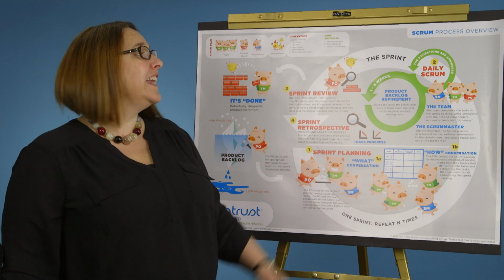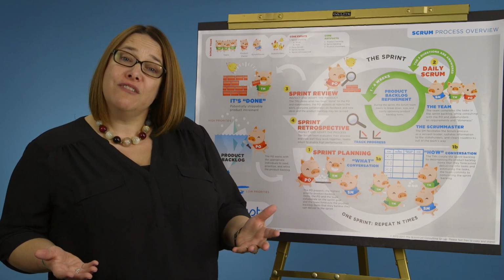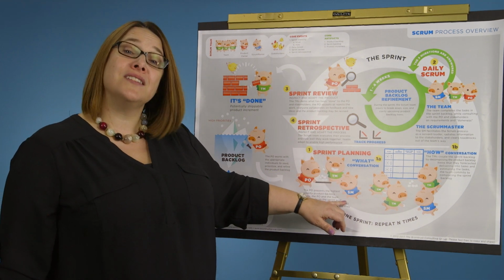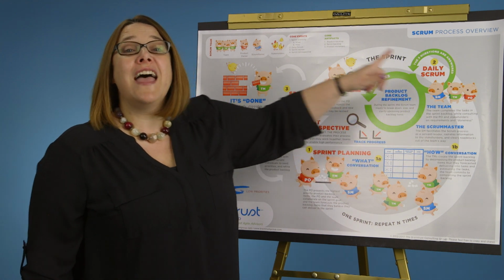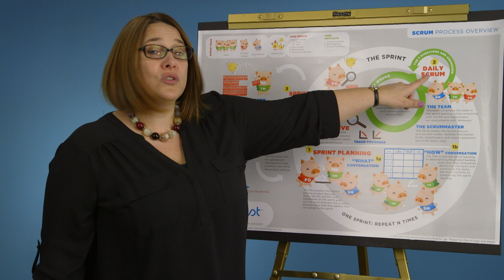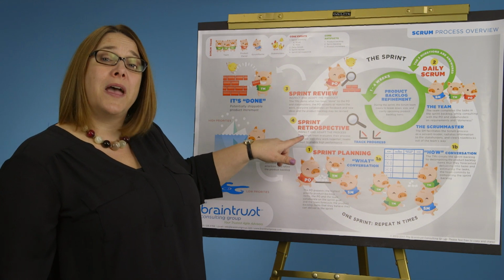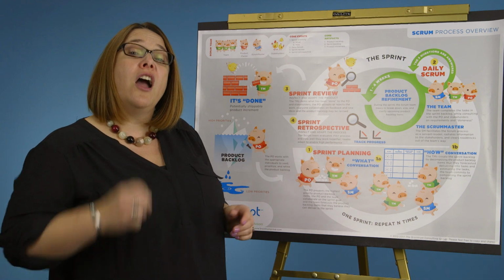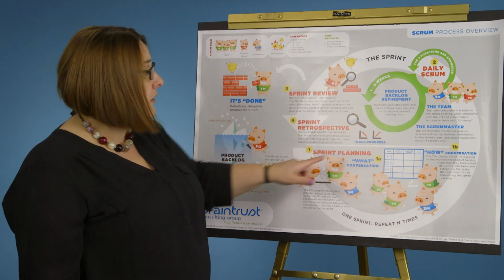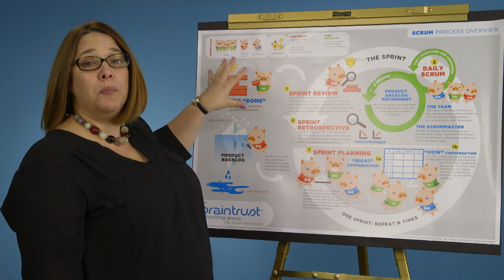So let's bring it all together using our Scrum process overview diagram. We've talked about the 3 roles in Scrum. We talked about the product owner, the team member, and the Scrum Master. We talked about the 4 events or meetings in the Scrum environment. We talked about sprint planning, daily Scrum, the sprint review, and the sprint retrospective. We also talked about the 3 artifacts in the Scrum environment. We talked about the product backlog, the sprint backlog, and the potentially shippable increment.